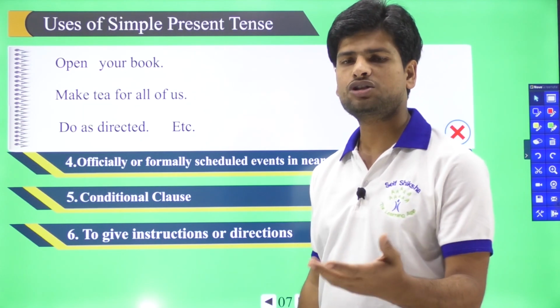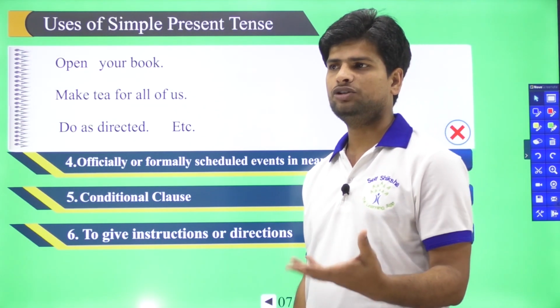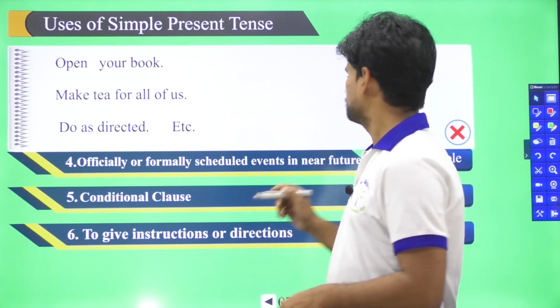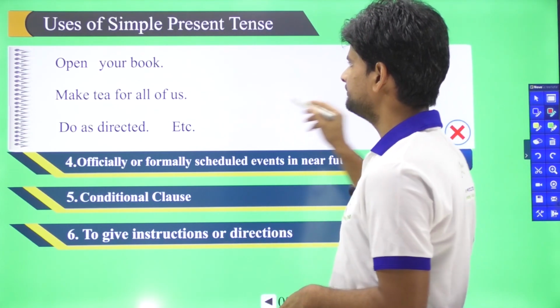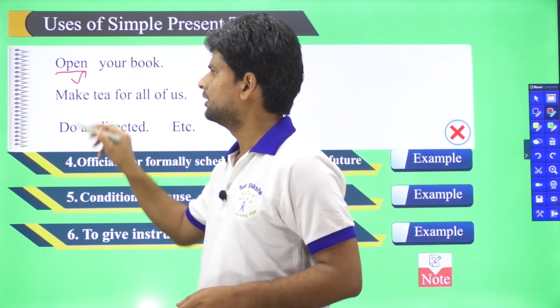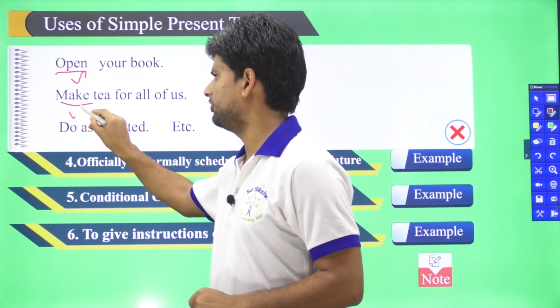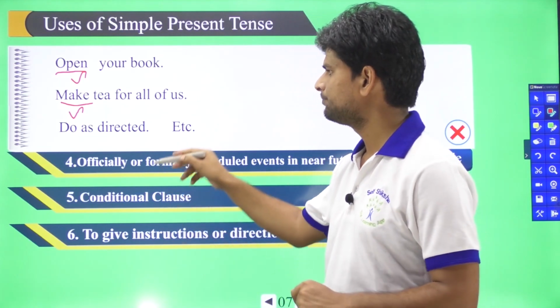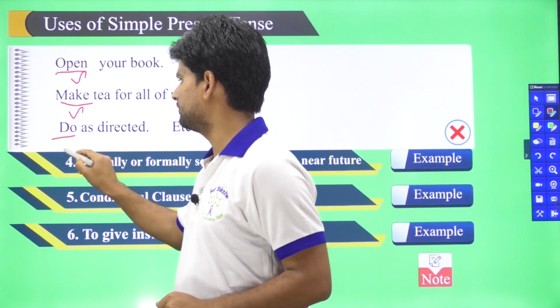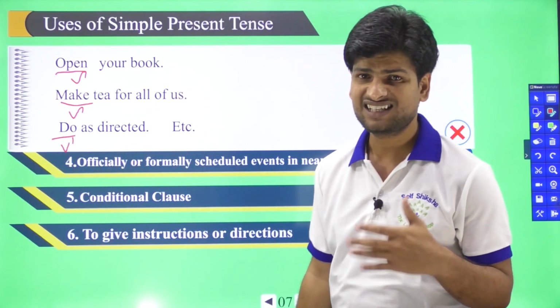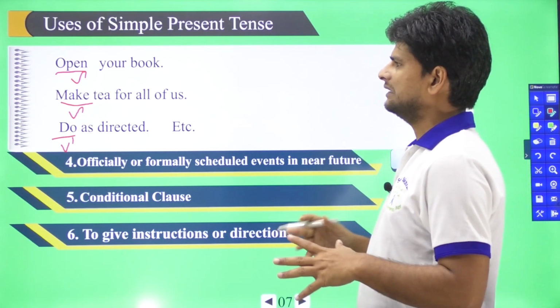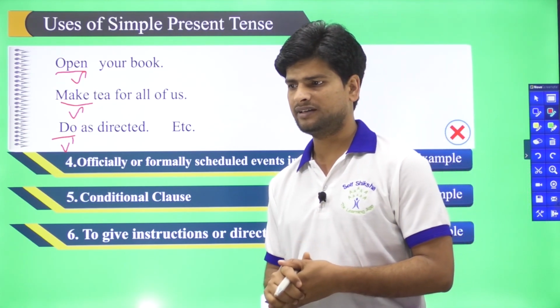So it is an instruction by your instructor or by your teacher to open your book. So here you can easily see the verb, that is open, V1. So it is simple present tense. Make tea for all of us. Make is V1, so it is in simple present tense. Do as directed. Do is also V1 and it is in simple present tense. So these are the uses of simple present tense.